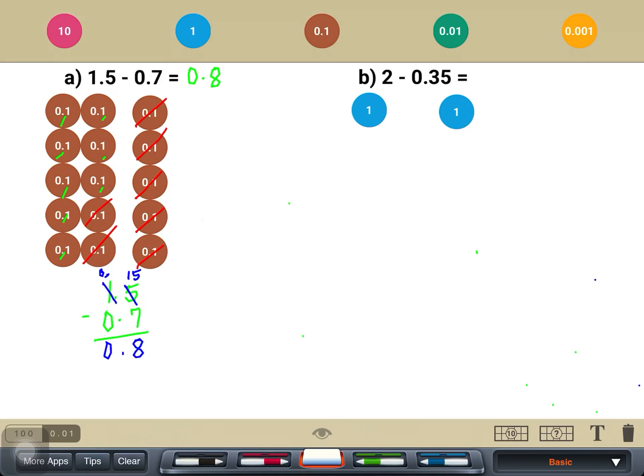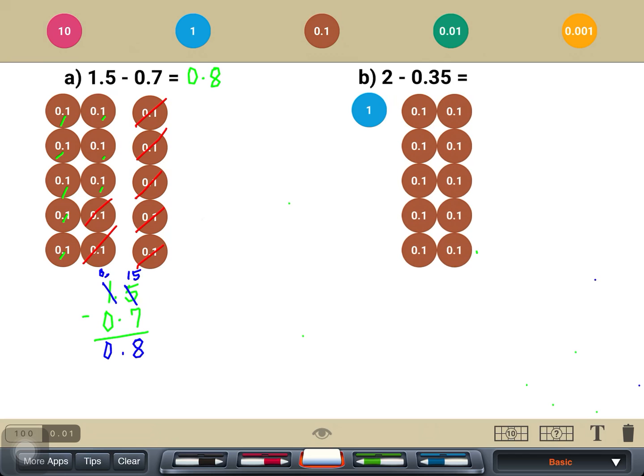Okay, so for this one, I would only be using 1 ones first to see if I can subtract from there. So I will be regrouping 1 ones. 1 ones, as we know, can make how many tenths? 10/10. There you go. Now I can now remove the 3/10. But how about my hundredths?